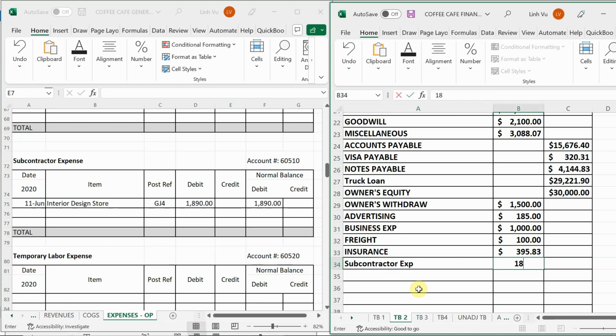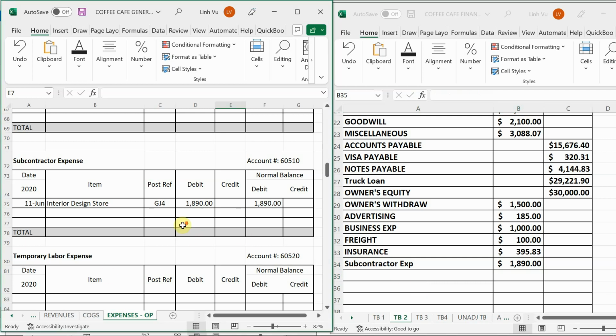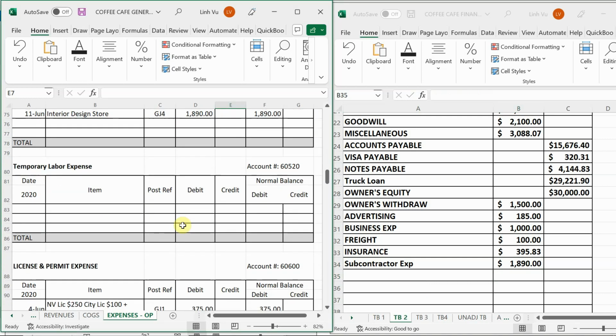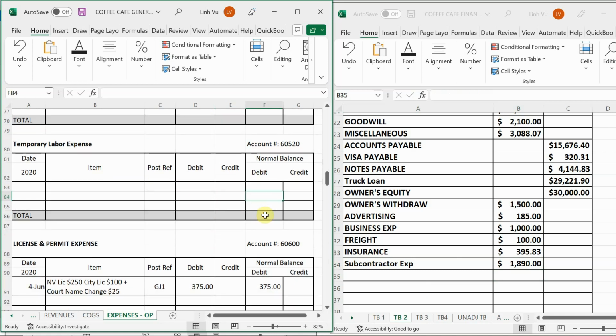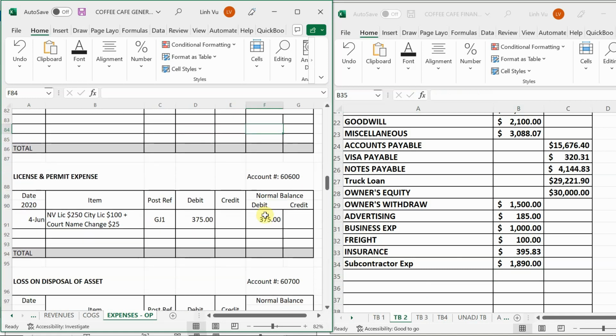Okay? For $18.90. Okay? Let's see what the last one is here. We got temporary work labor expense. Yes, we do have that, but right now we haven't paid them yet. We already contracted with Hire Temps for the temporary work labor. So in this case right now, we haven't paid them yet, so we haven't incurred that expense yet.